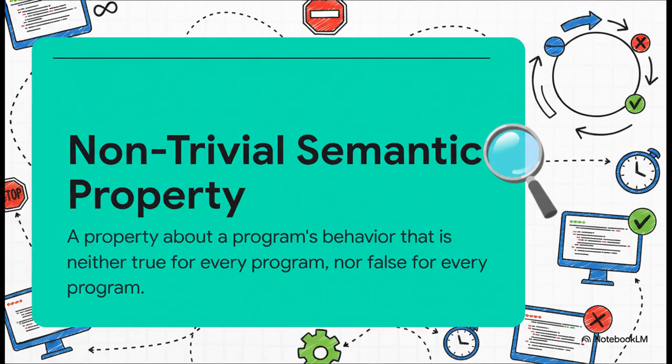Now, the theorem uses a fancy-sounding phrase, a non-trivial semantic property. I know, it sounds super academic, but it's actually pretty simple. Semantic just means it's about the program's behavior, and non-trivial just means it's an interesting question. You know, a property that some programs have and others don't. For example, does this program ever crash? Well, some do, some don't. That makes it a non-trivial property.